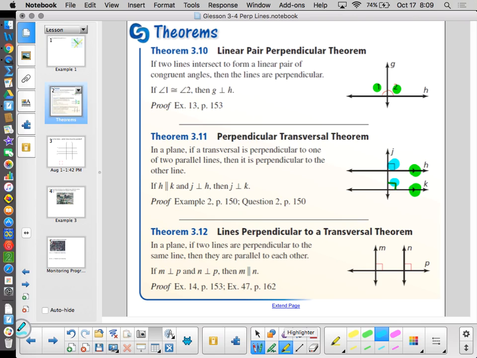312 actually comes into play a little more often. Lines perpendicular to a transversal theorem, basically saying if two lines are perpendicular to the same transversal, two lines both perpendicular to the same transversal, P in this case, then the lines have to be parallel. And we can see that clearly because we can use our alternate or corresponding angles converse.